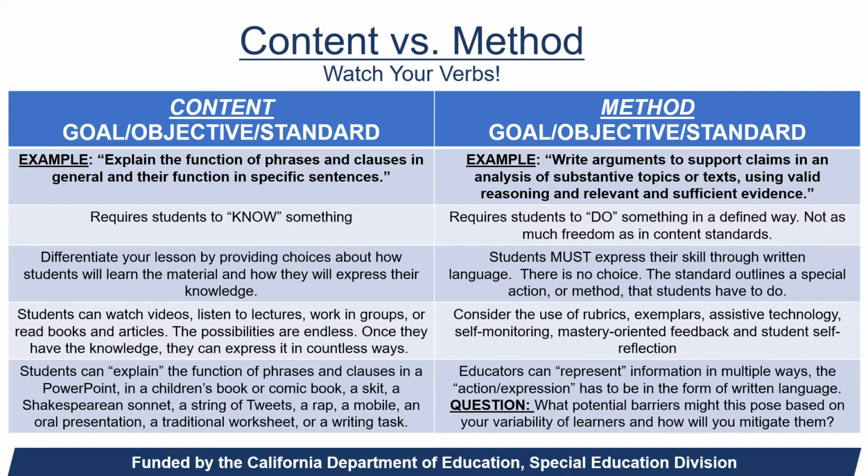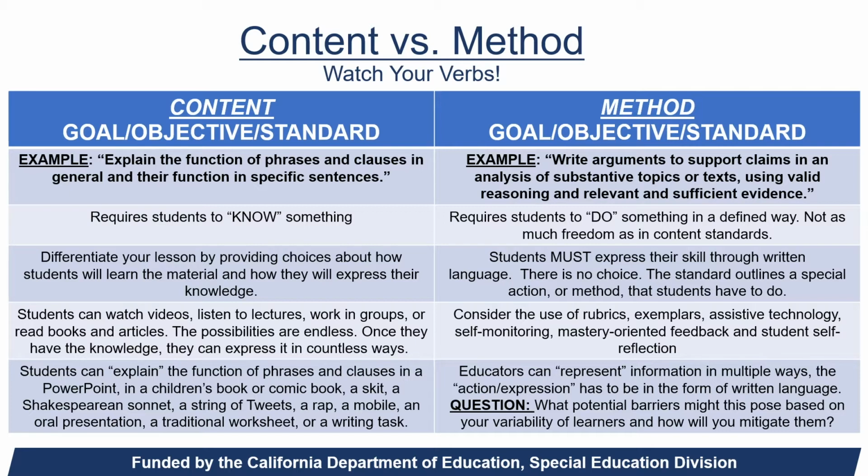When assessing our learning goals or lesson objectives, one of the main components is to include a verb. This is the action, what students will do to show their understanding of the content. To create flexible verbs in learning goals, we first need to understand the 2 types of standards being taught. The first is content standards. An example of a content standard is asking students to explain the function of phrases and clauses in general and their function in specific sentences.